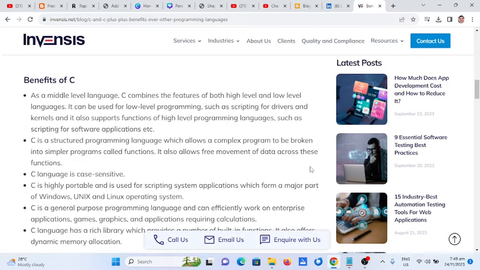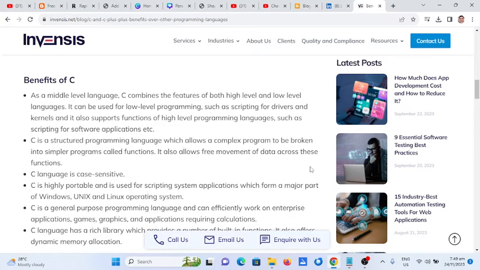Benefits of C. A middle-level language, C combines the features of both high-level and low-level languages. It can be used for low-level programming such as scripting for drivers and kernels. It also supports functions of high-level programming languages such as scripting for software applications, etc.